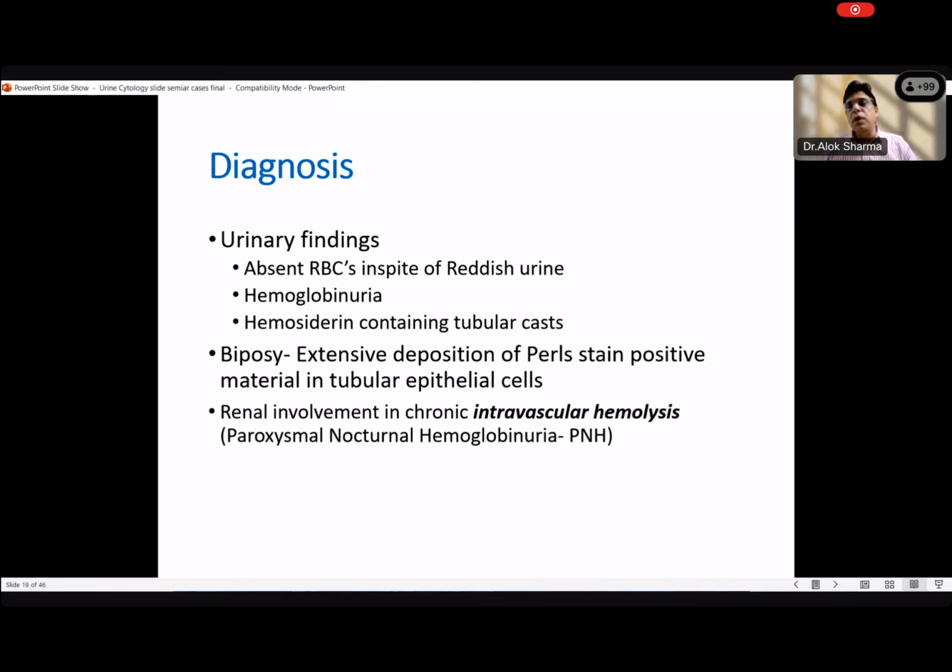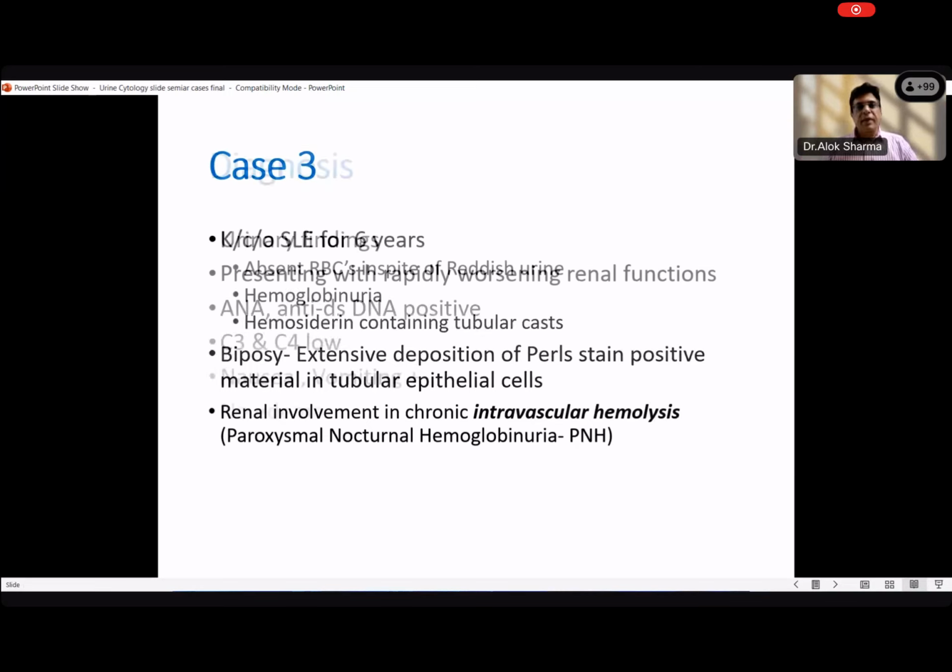I think here you should also read about more causes of intravascular hemolysis, right? Give a differential diagnosis: which are other conditions which can lead to intravascular hemolysis and contribute to kidney injury as a part of that intravascular hemolysis. Okay, fine. So we can move on to the next case now.